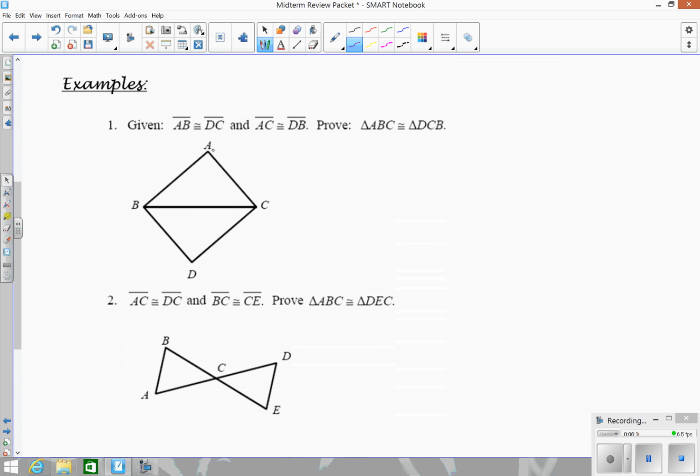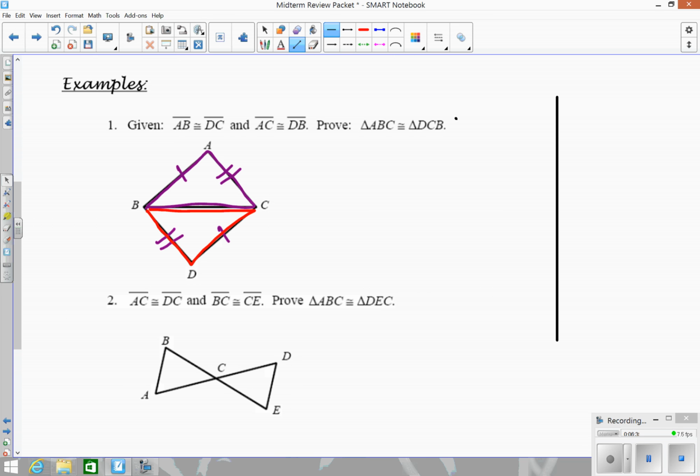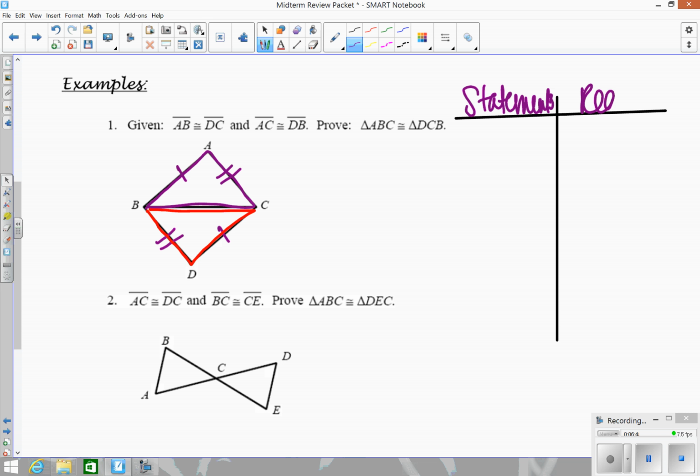So this first example here, I'm given segment AB and DC are congruent. I'm given AC and DB are congruent, and I want to prove the two triangles are congruent. So I want to prove triangle ABC is congruent to triangle BDC. So I'm going to go ahead and set up the two columns. And we have our statements on one side and our reasons on the other.